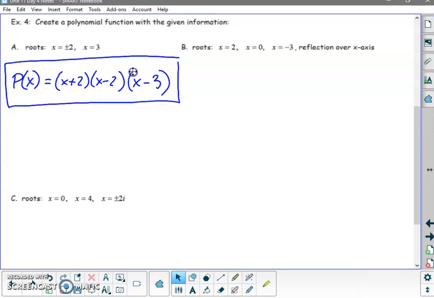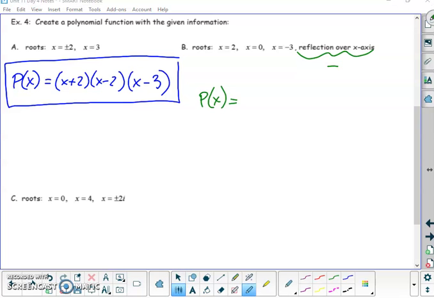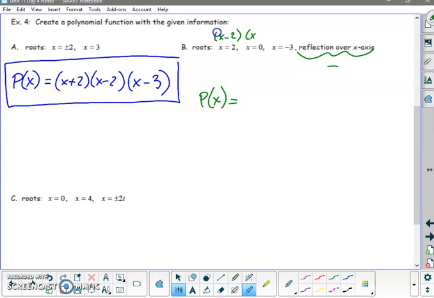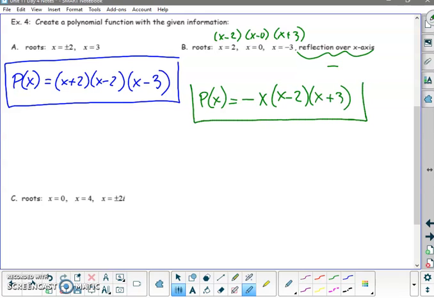All right, for our next example, roots x equals 2, x equals 0, x equals negative 3, and a reflection over the x-axis. Well, that simply means it's going to start off with a negative. So again, polynomial function. So we've got p of x. Our roots are x equals 2, x equals 0, x equals negative 3. So that means this must have come from the factor x minus 2. X equals 0, I mean, you can write x minus 0, but it's just going to be an x as a GCF, and then this factor is going to be x plus 3. So we need to start with a negative. X minus 0, just x, and then we've got x minus 2 times x plus 3. And again, there's your polynomial.